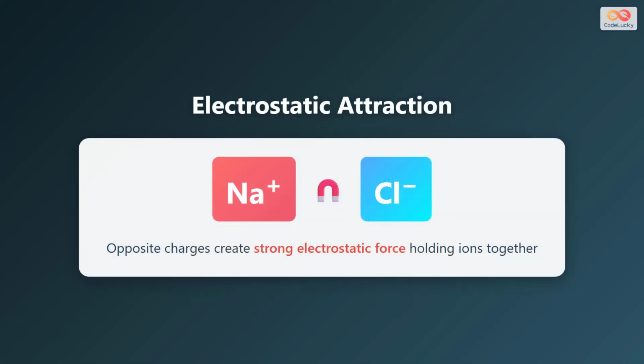Once the ions are formed, something important happens. The positively charged sodium ion and the negatively charged chloride ion experience a strong electrostatic attraction. This is similar to how opposite poles of magnets attract each other. The opposite charges create a powerful electrostatic force that pulls the ions together and holds them in place. This attractive force is what keeps the ionic compound stable and gives it its characteristic properties. The strength of this attraction is what makes ionic bonds so strong.